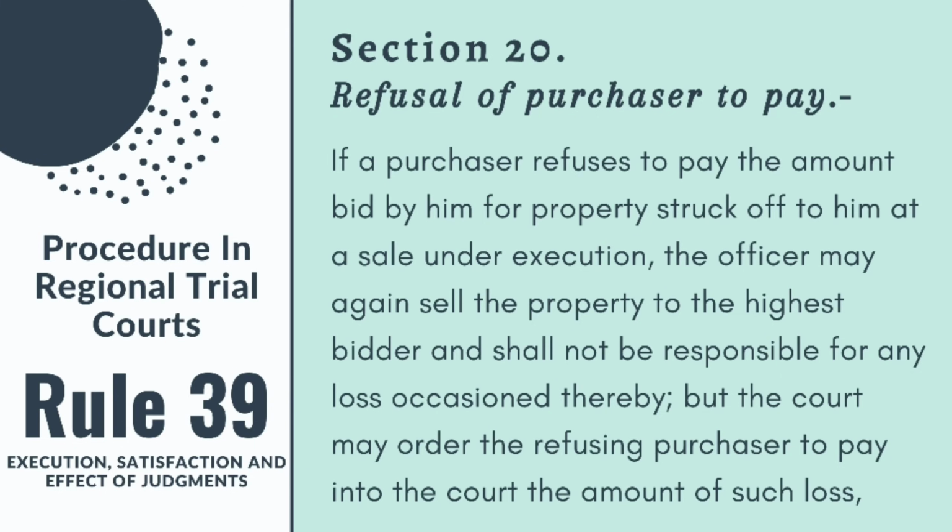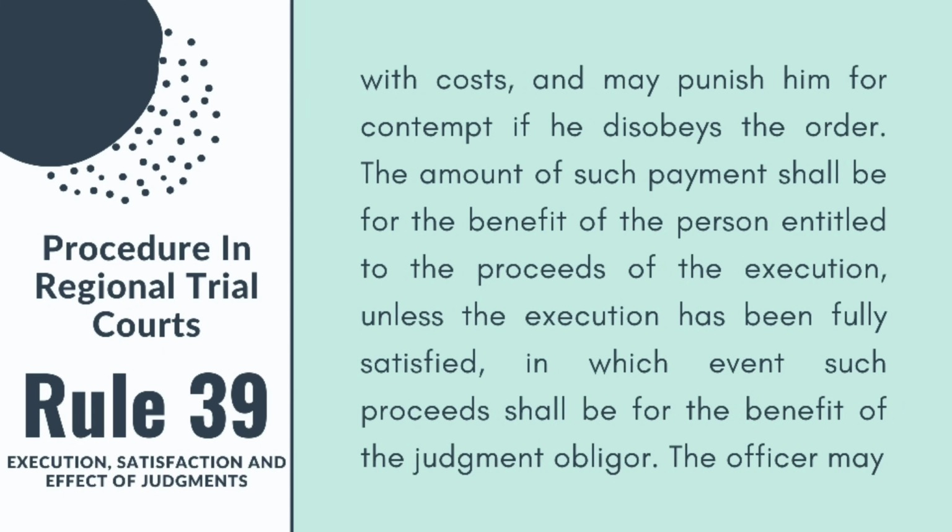Section 20. Refusal of purchaser to pay. If a purchaser refuses to pay the amount bid by him, for property struck off to him at a sale under execution, the officer may again sell the property to the highest bidder, and shall not be responsible for any loss occasioned thereby, but the court may order the refusing purchaser to pay into the court the amount of such loss, with costs, and may punish him for contempt if he disobeys the order.